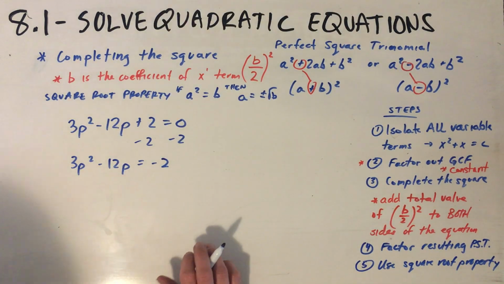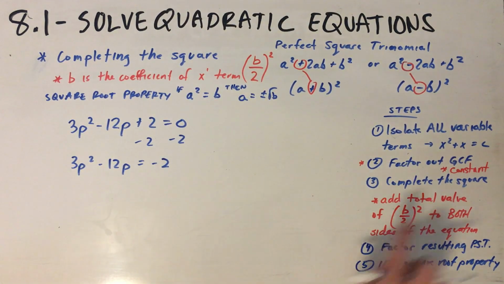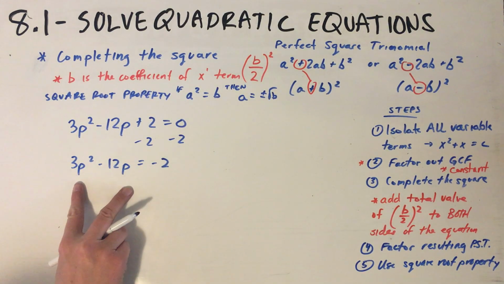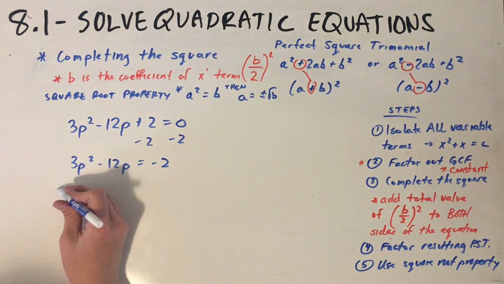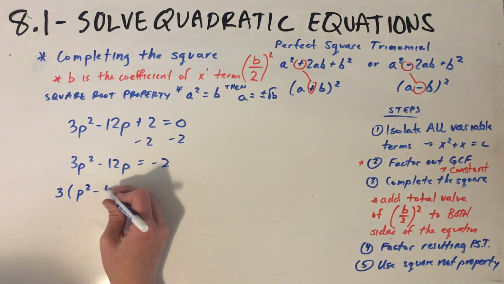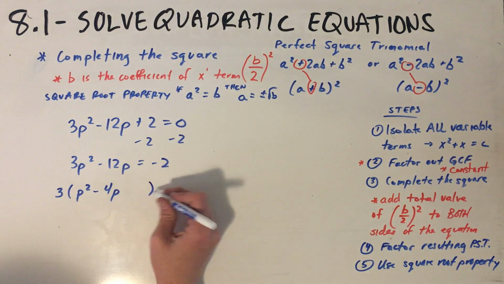Okay, so now I'm going to factor out the GCF, but only the constant. Right here, there's a GCF of 3. I'm not going to factor out the p. We need the p's there. Oh, I never thought I'd say that. Okay, p squared minus a 4p.